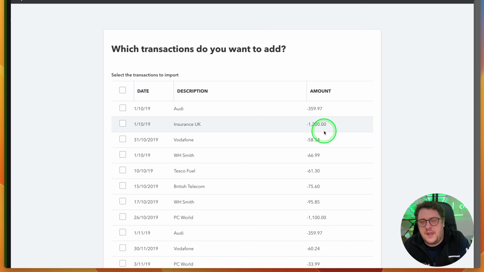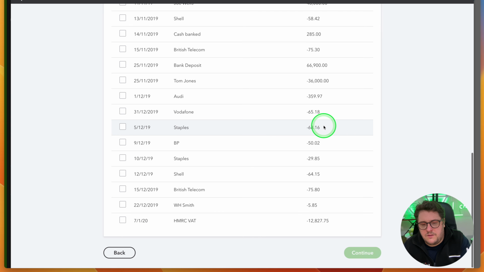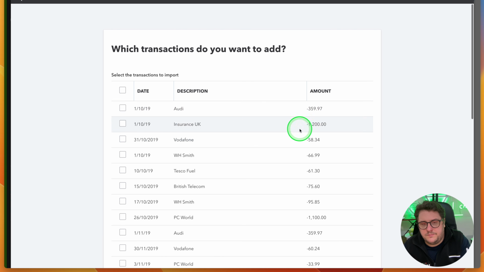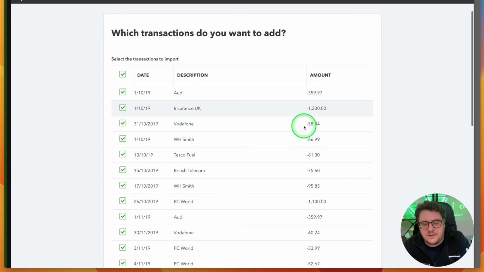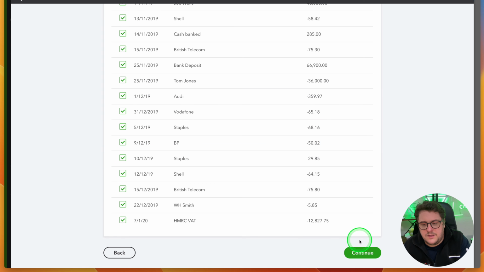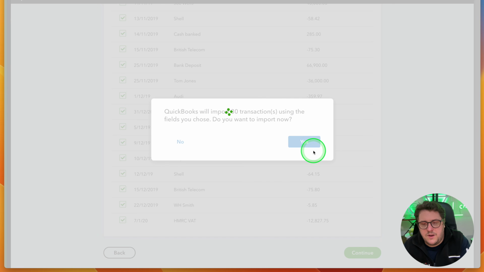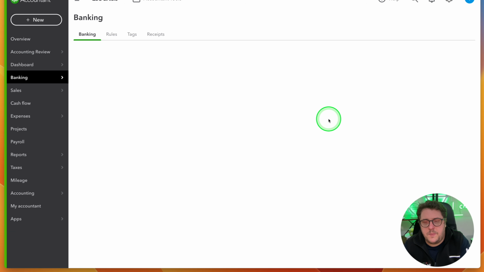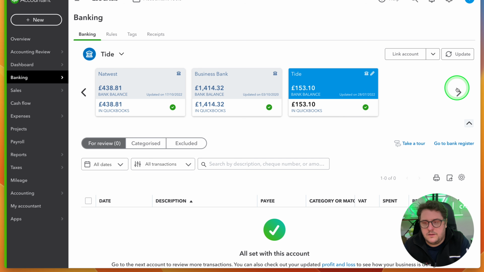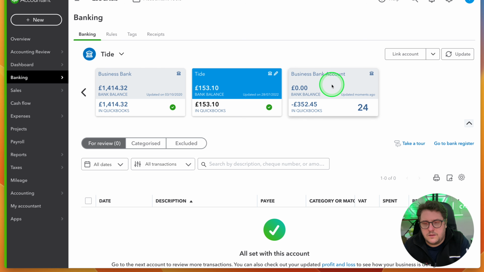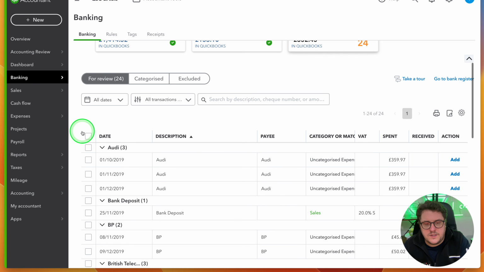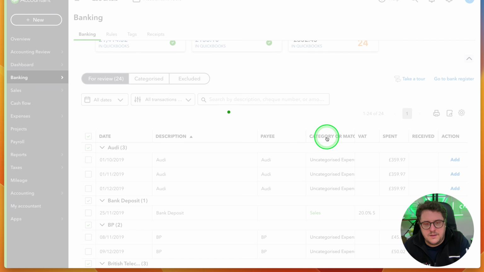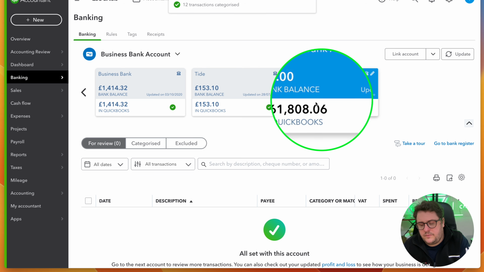You can use this area now as a chance to go through and make sure you're happy with everything. But ultimately, you want to tick those transactions, then tick the ones already there. Press continue, press yes. And just like that, we've imported that missing information. Which means if I go to the transactions, put the ticks in, press accept, I've been able to add my data in there.